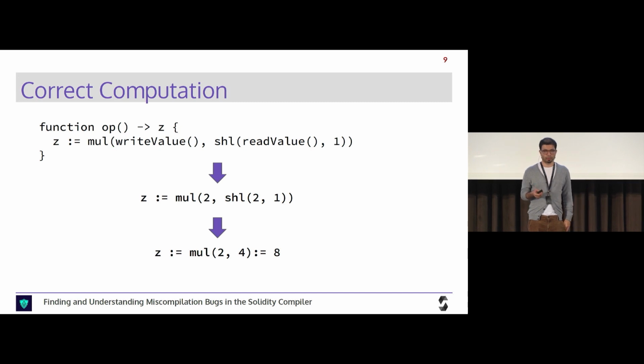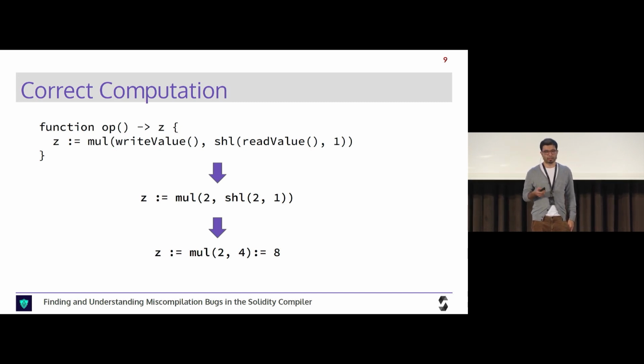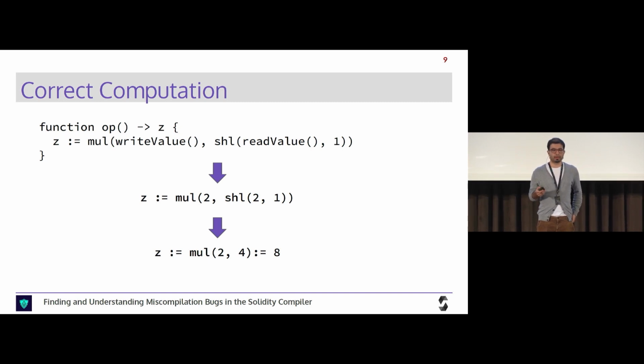We write 2 to storage, and then we read that storage subsequently. So you multiply 2 by 1 left shifted by 2 times. That is, multiply 2 by 4, and you're supposed to get 8. This is the right computation.